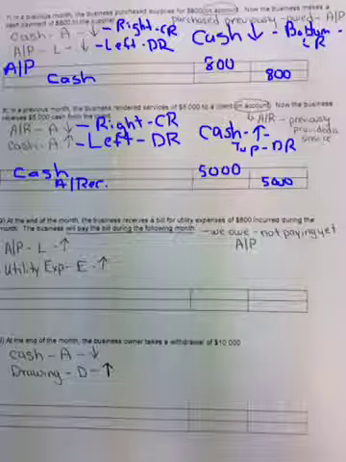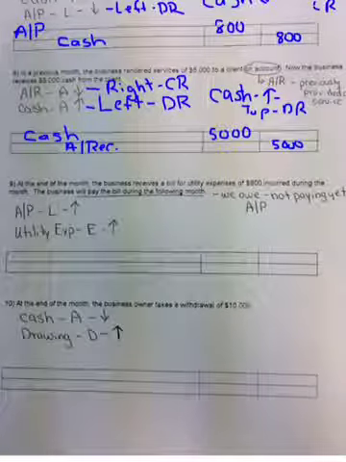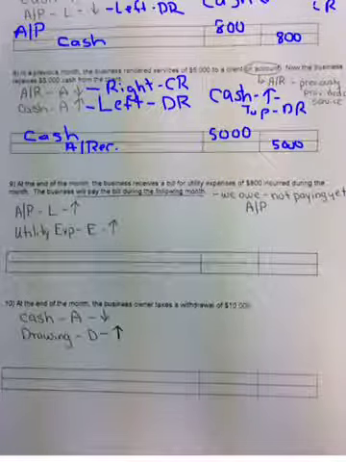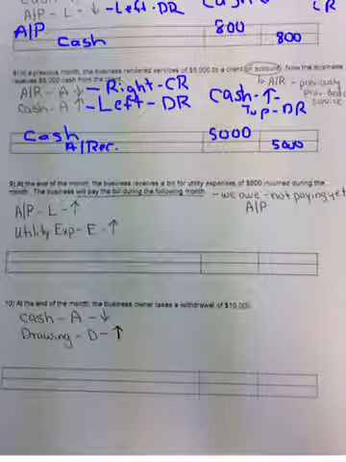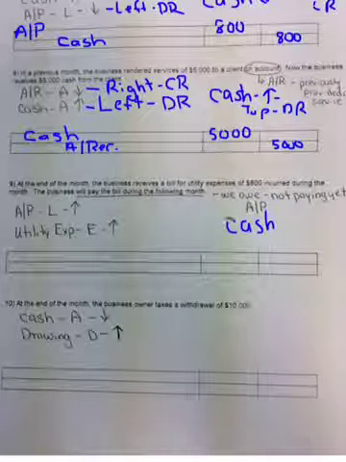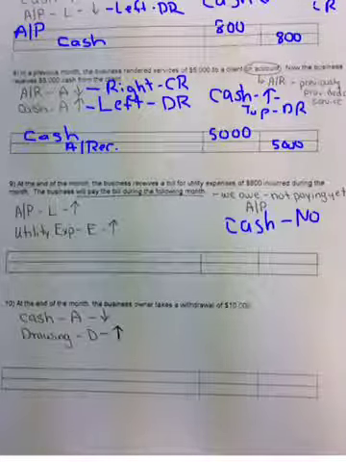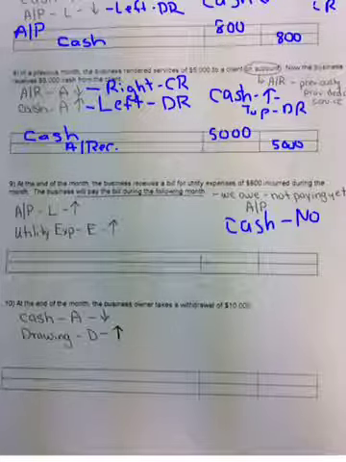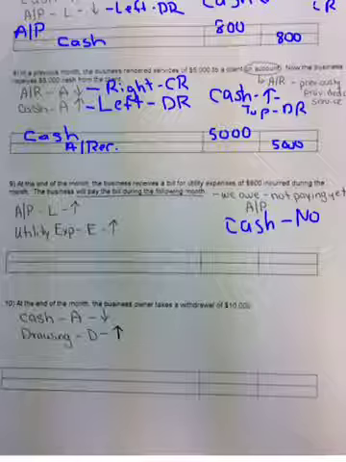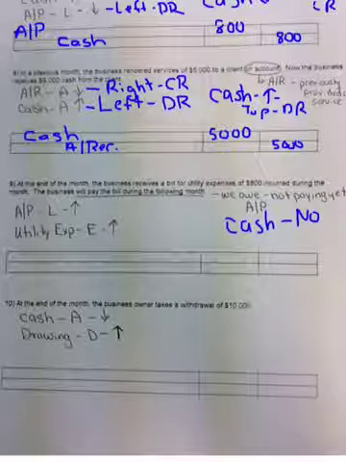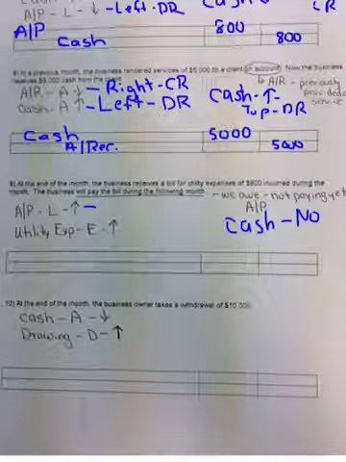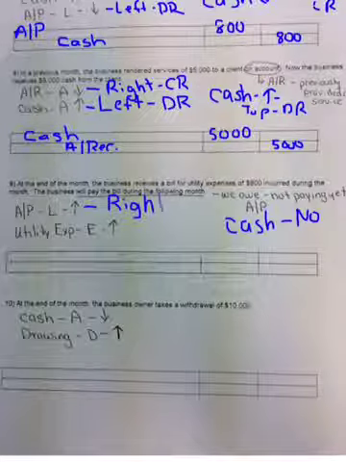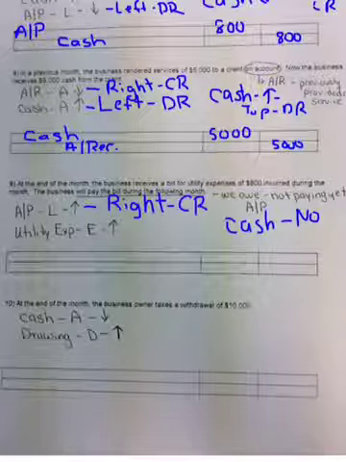For the next one, at the end of the month, the business receives a bill for utility expenses. So in this one, as we can see, cash is not involved. So this is a no, which means that we do have to do the full analysis for this particular one. In this case, the accounts payable is the liability, and that liability is increasing. Liabilities do increase on the right side, and that means that that is the credit side.